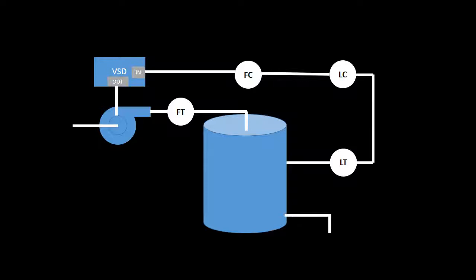VSDs are used in many different situations. One such situation is to control processes that use electric motors. In the diagram, you can see the VSD is receiving control input from a flow controller and outputting to the pump responsible for creating the flow rate.